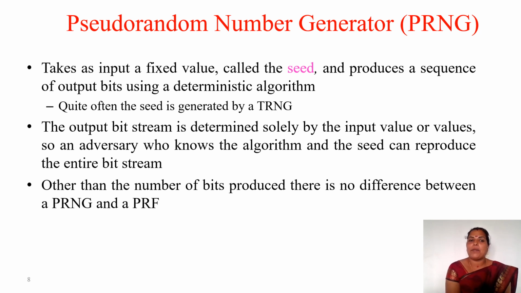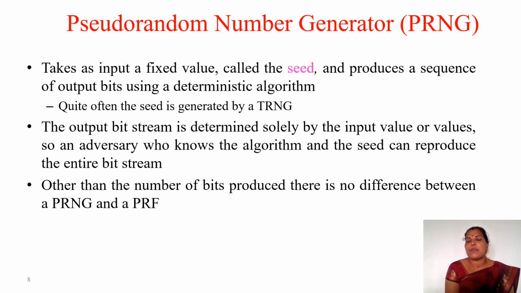Next is the pseudo random number generator. This pseudo random number generator takes as input a fixed value called the seed and produces a sequence of output bits using some deterministic algorithm. The seed value is generated by the TRNG, the true random number generator, and the output bit stream is determined by the input value or values, so an adversary who knows the algorithm and the seed can reproduce the entire bit stream.